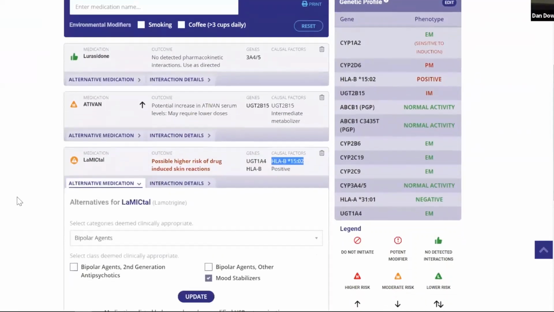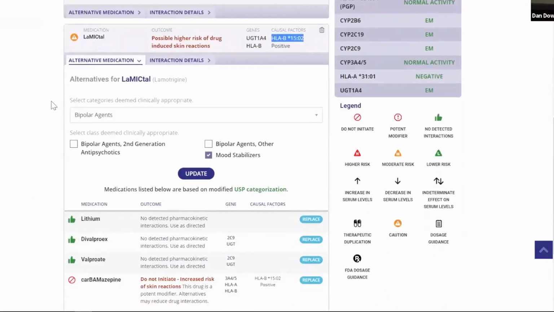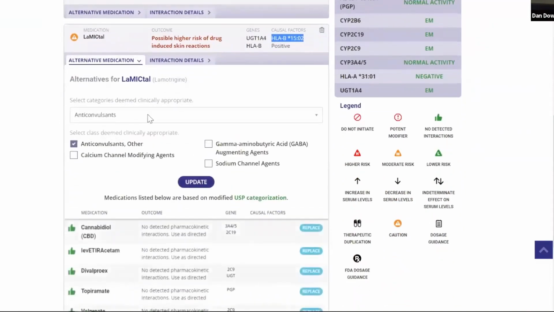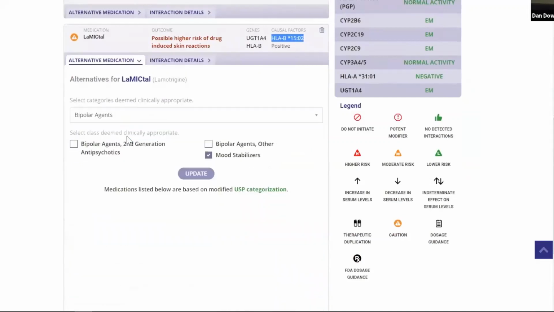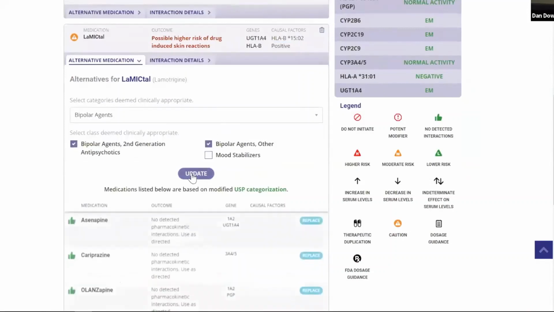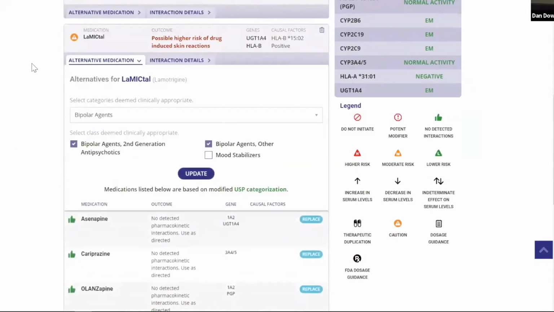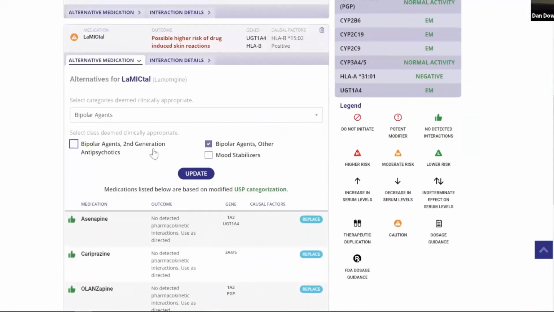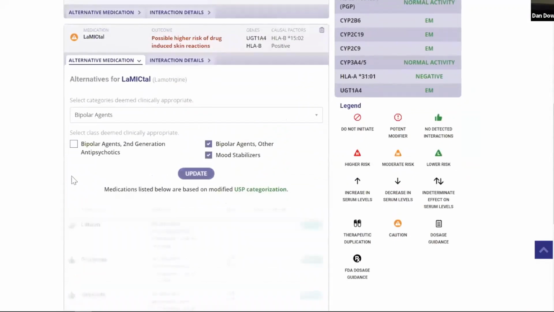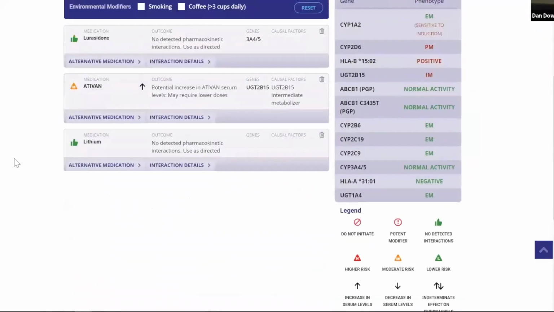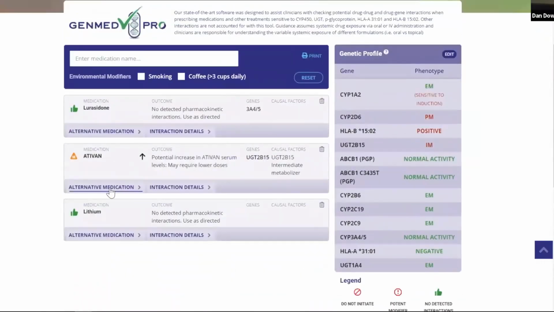If we look at some alternatives here, keep in mind Lamictal is used for bipolar, but it's also an anticonvulsant. So you can filter by multiple different categories. And then again, you can filter by multiple different subclasses. Right now, I filtered by antipsychotics. I could get rid of the antipsychotics and filter by mood stabilizers, which I did right here. Maybe we'll replace it with lithium and see how we do.